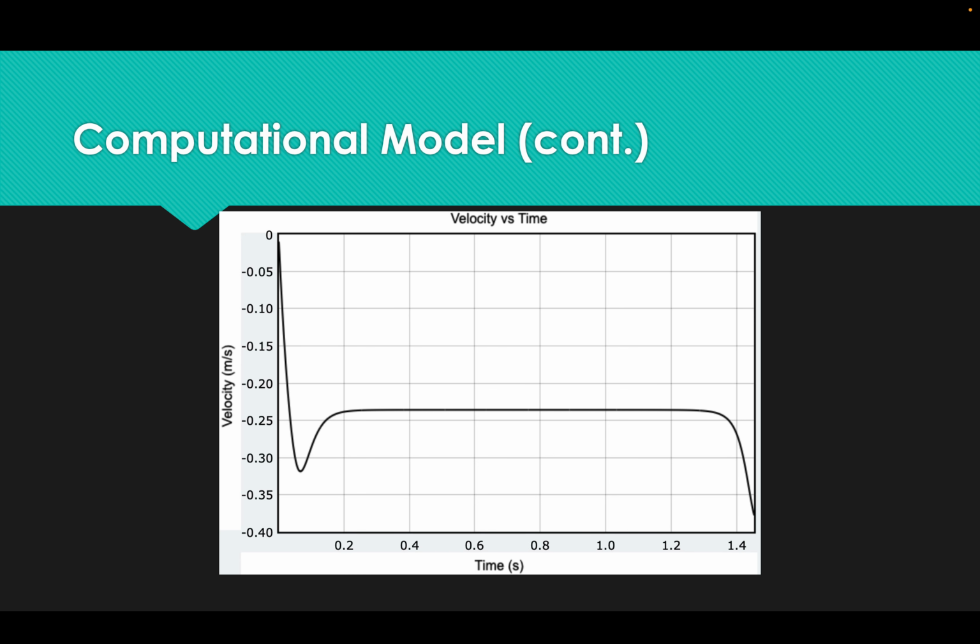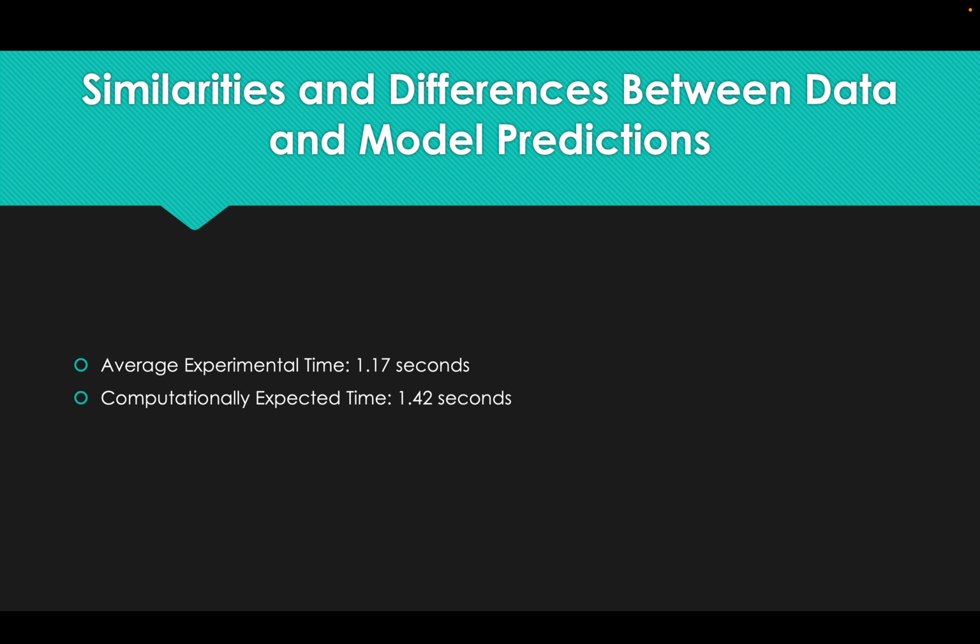And here is the graph of the computational model of what was expected. The velocity was faster before it entered the tube. Then when it was in the tube, it was expected to remain at a constant velocity. And as it exited the tube, the velocity would pick up once more. So, some similarities and differences between the data and the model predictions: the computational model expected the magnet to be in the tube for longer than what we found experimentally. That was the main difference between those two methods.